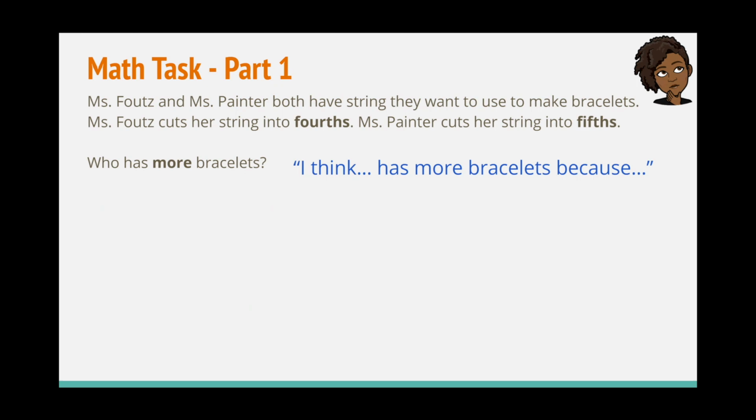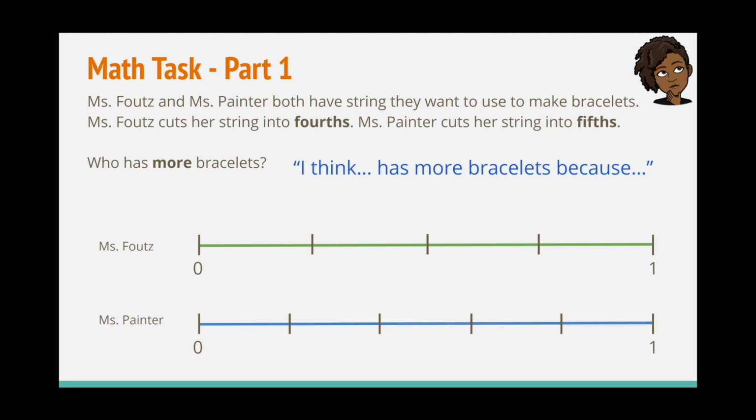Miss Fouts and Miss Painter both have string they want to use to make bracelets. Miss Fouts cuts her string into fourths. Miss Painter cuts her string into fifths. So I want you to take a look at these two number lines and think about who has more bracelets. This is your time to turn and talk, and if you don't have someone at home, you can talk to yourself. I think Miss Fouts or I think Miss Painter has more bracelets because, and I want to hear you explain your thinking.